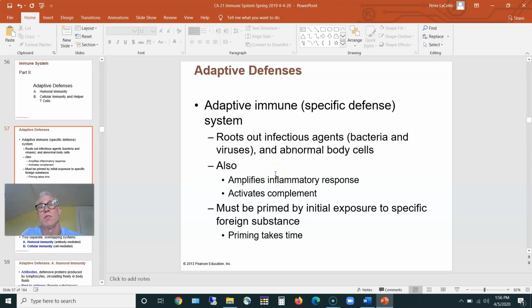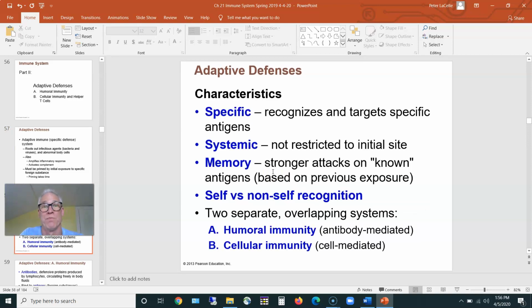The adaptive immune system requires exposure to an antigen to get things going. Priming is the word used here by our authors, and priming takes time. So there is a lag time between exposure to something foreign, some infectious agent, and a response by the adaptive defenses. I've collected together some descriptive terms to give us a beginning sense of what adaptive defenses are like.